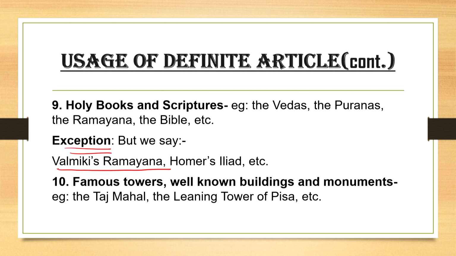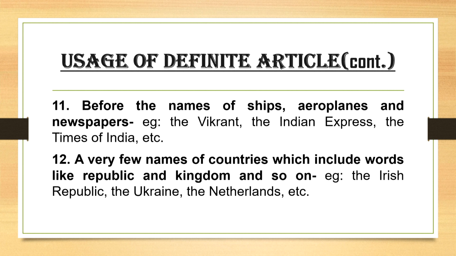If it is written like this, Valmiki's, but we always say Valmiki's Ramayana, Homer's Iliad, etc. Now, next, famous towers, well-known buildings and monuments. So, definite article is used before famous towers, well-known buildings and monuments, for example, the Taj Mahal, the Leaning Tower of Pisa, etc. Now, before the names of ships, aeroplanes and newspapers, for example, the Vikrant, the Indian Express, the Times of India, and so on.